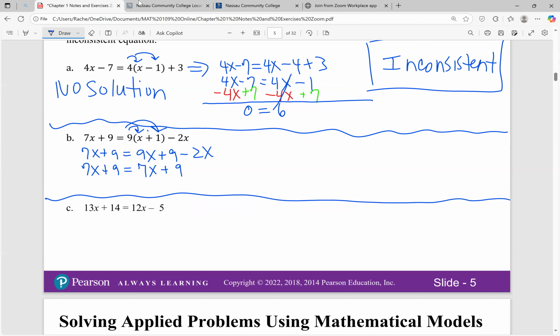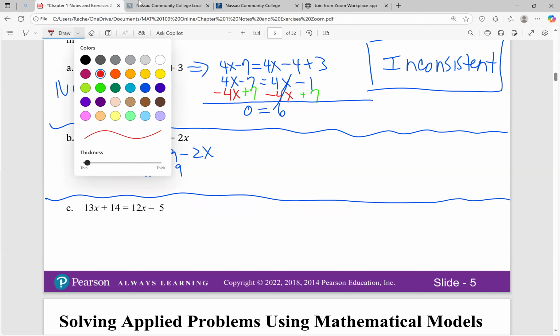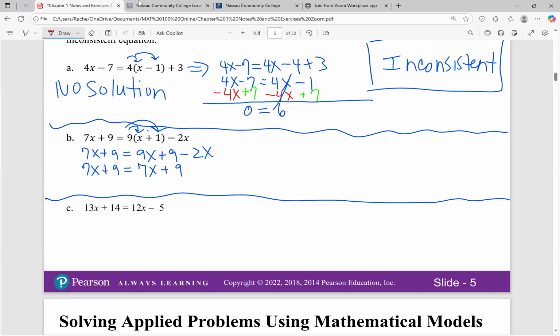What if I plugged in 0 for x? I would get 0 plus 9 equals 0 plus 9. Those expressions are exactly the same. So this is an indication, when you see something like this, that it's probably going to be an identity, where any real number could be a solution to this. But look, let's finish solving this algebraically and you'll see what happens. So I'm going to bring the x terms to the left.